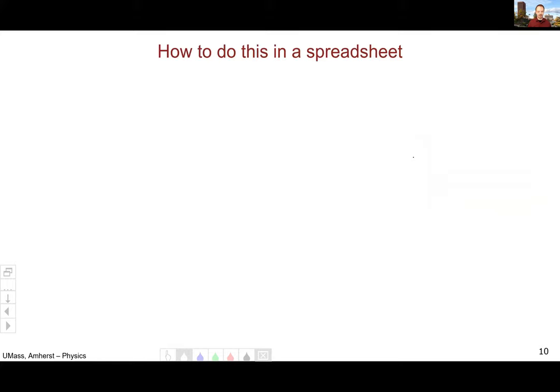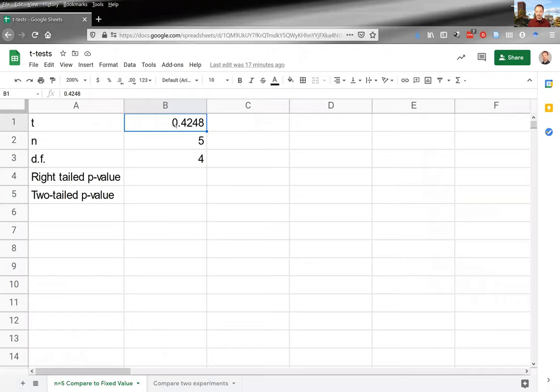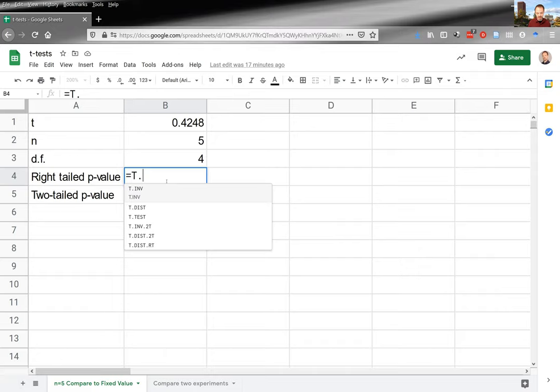So how do we do this in a spreadsheet? Well, I've got it set up here for us to look at. So we've got the t that I've calculated, the number of samples n equal to 5, and then the number of degrees of freedom is 5 minus 1 for this simple experiment. There are a lot of functions, of course, in our spreadsheet to help us with these things. So T dot, and then you see T-test, a bunch of different options. So T.DIST is going to be the left tail, the low tail. If I wanted to know what's the probability of being off this much or more, that would be a right tail. We see you've got it right here.